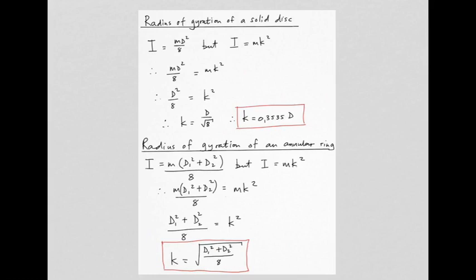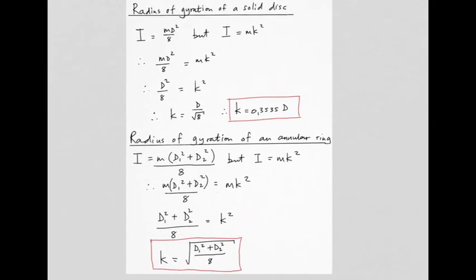Now remember that I equals mk squared, and if I is md squared over 8 for a solid disk, then you can rearrange and find that k, the radius of gyration, is in fact 0.3535d. You may or may not find that useful. And in a similar fashion, if it's an annular ring, remember that's a solid disk with a hole through the middle, the I value is that, and the I value is also mk squared, so k is all of that.